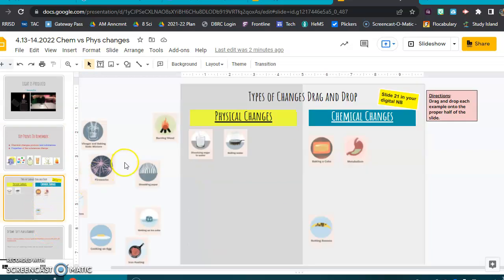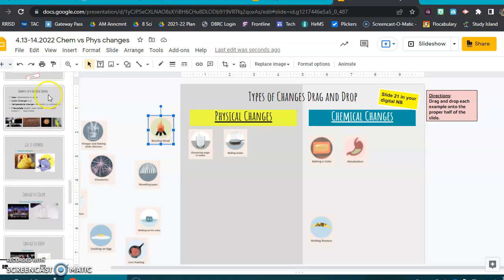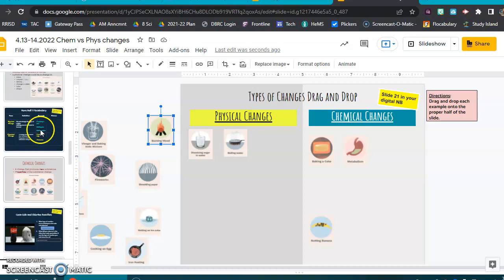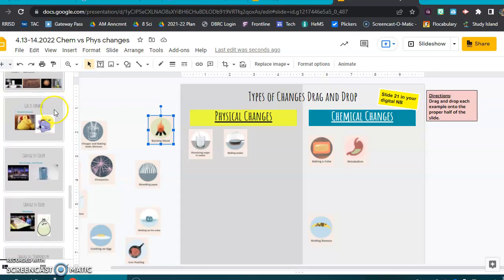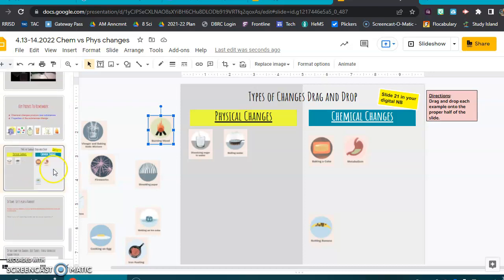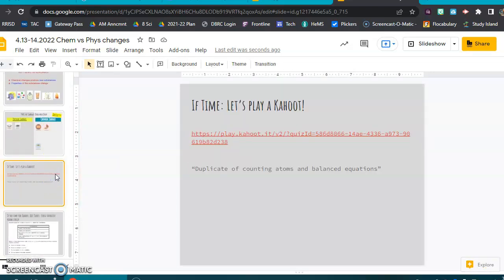Okay, and so then you're going to take these, you're going to drag and drop. So we did some of these together. We said you can follow along, try and figure out the slides above here will help you figure that out. If you look back here, chemical and physical are all grouped there. And that's where we're at.